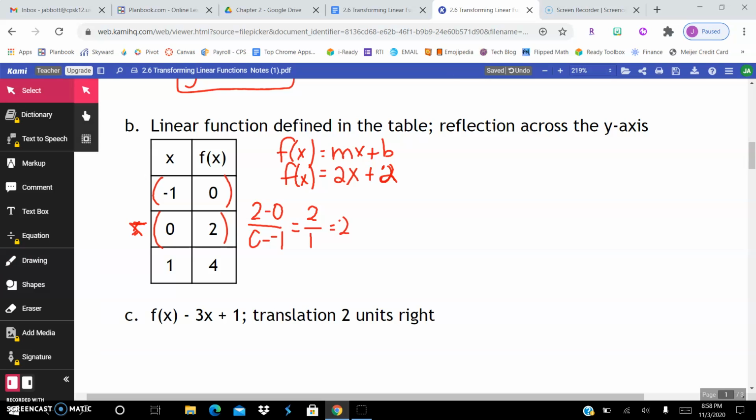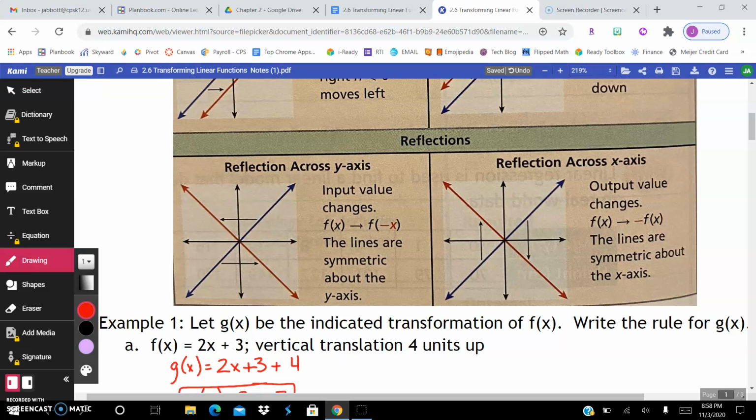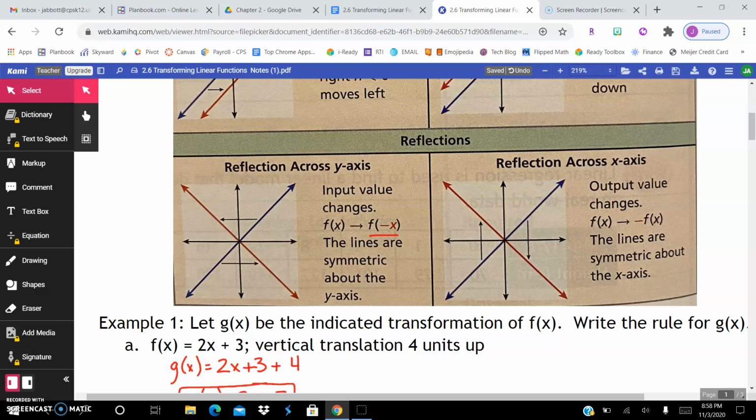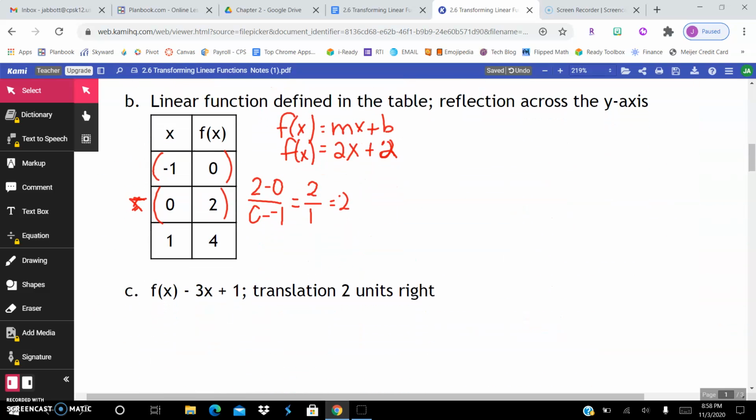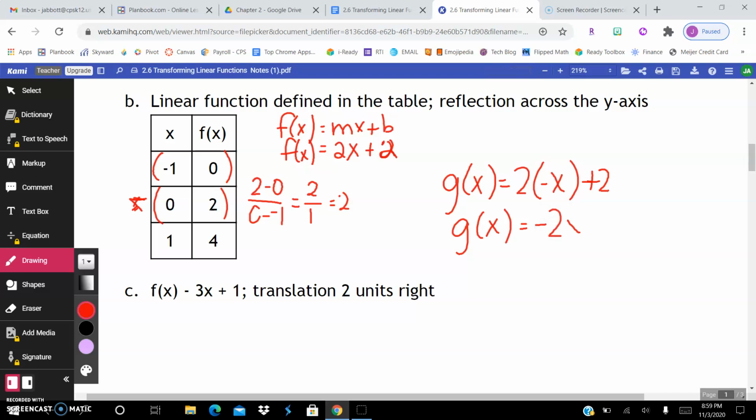And we have to reflect it across the y-axis. So if I go back to my chart, reflecting it across the y-axis simply says make x negative. So I will have g of x equals 2 times negative x, plus 2. To simplify that, to make it look correct, 2 times the negative x is really negative 2x plus 2. We write that negative sign out front of the coefficient there.